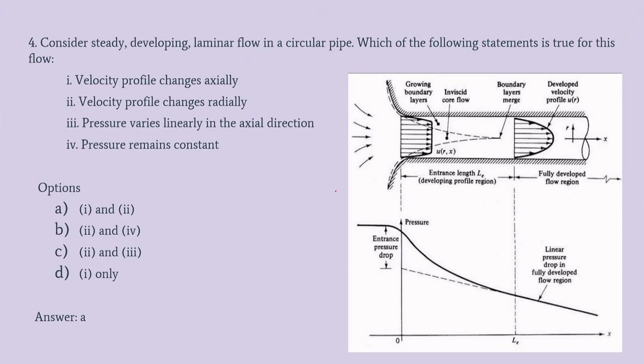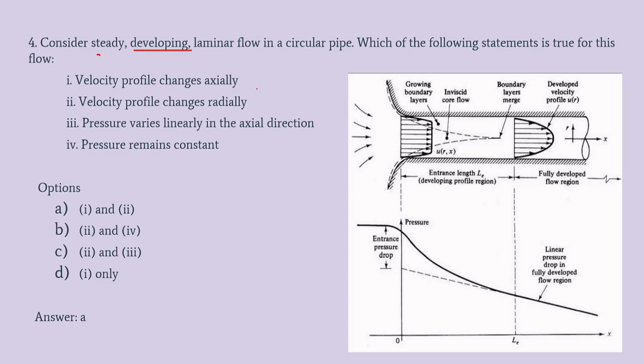Okay, the next question is: consider a steady developing laminar flow in a circular pipe. Which of the following statements is true for this flow? Here, what is asked is for a steady flow. Understand the term: it's not a developed flow, it's a developing laminar flow in a circular pipe.